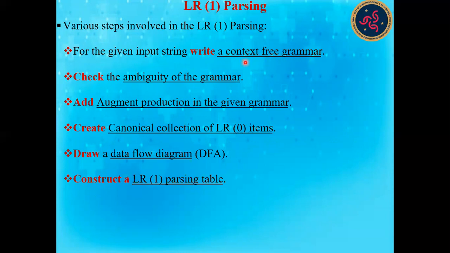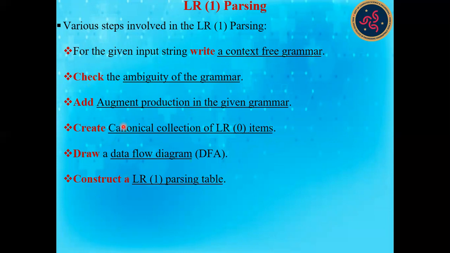If the grammar is given to you, then it is okay. So first you have to write the context-free grammar. Then we have to check whether the grammar is ambiguous or not. So next we have to check for the ambiguity of the grammar.